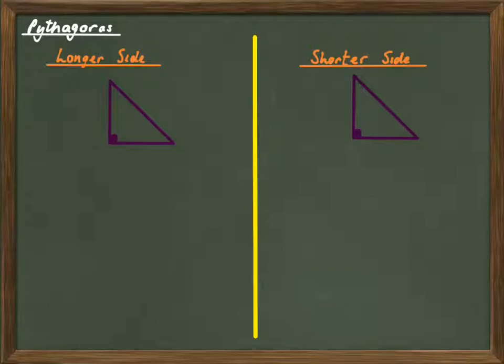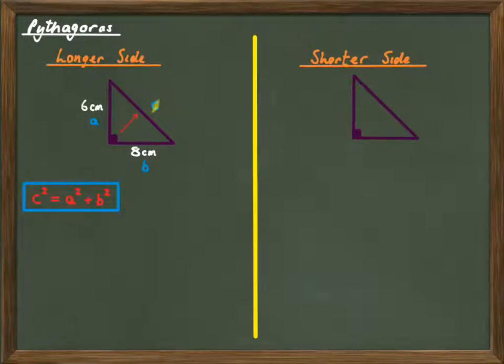Okay, so if we label our triangle, I'll show you now. 6 and 8, and you'll notice I've put some labels. Just as a little side note, the longest side is always going to be the one opposite the right angle. I've drawn a little arrow on, and it's actually called the hypotenuse. So opposite the right angle will always be the longest side.